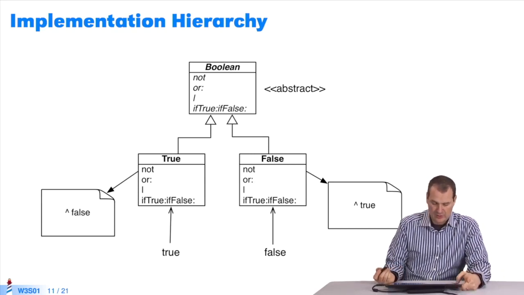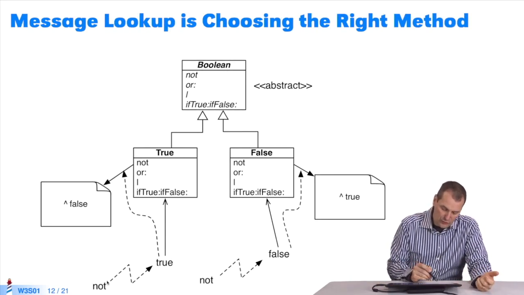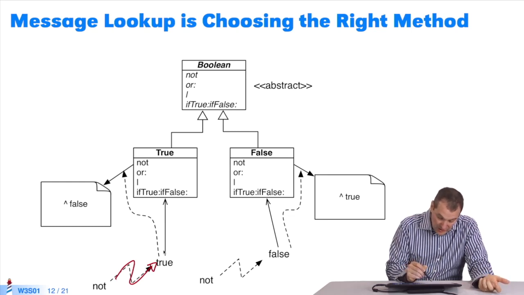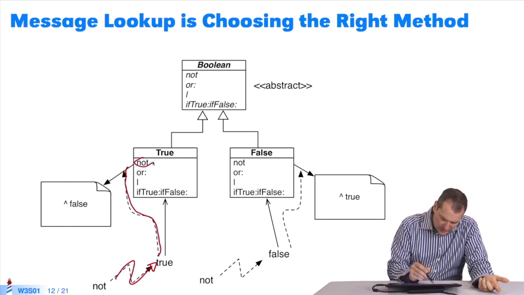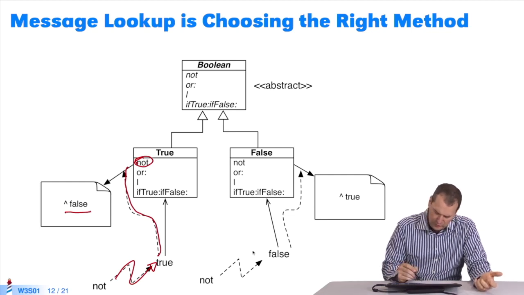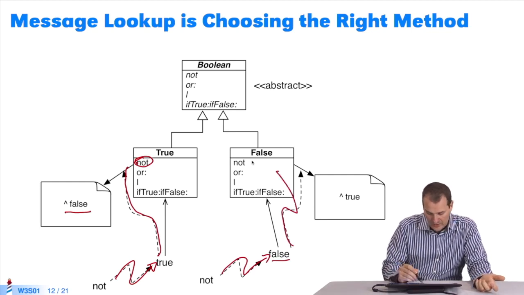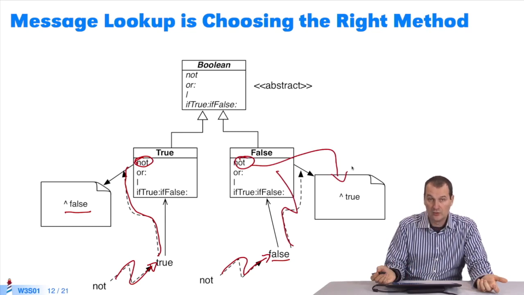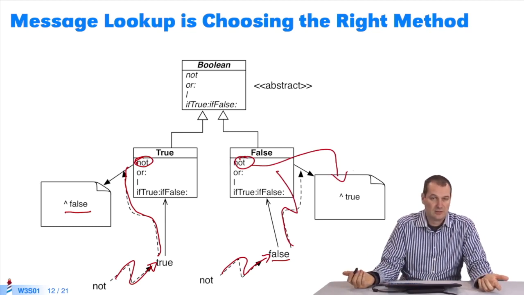How does it work? It works like this. When I send the message NOT, where do I search for the method NOT? In the receiver class. true is instance of True, so this method here will be executed, and the result will be false. It works. Now I send the message to the instance false. Where do I look? In the class False. This NOT is executed, and it returns true. I have implemented my Booleans. The Boolean negation with two methods without the use of conditionals.